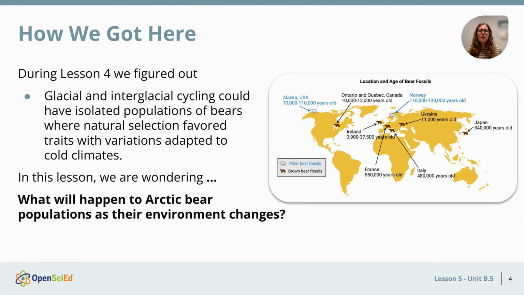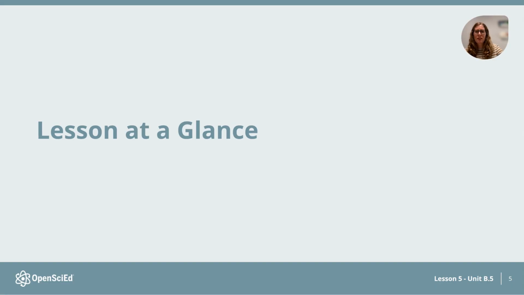During lesson 4, we figured out that glacial and interglacial cycling could have isolated populations of bears where natural selection favored traits with variations that were adapted to the cold Arctic climates. In this lesson, we're wondering what will happen to Arctic bear populations as their environment continues to change.